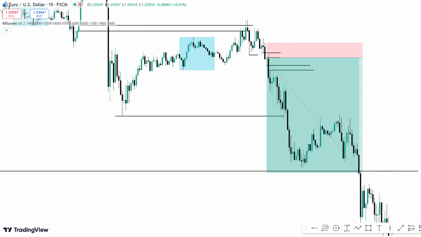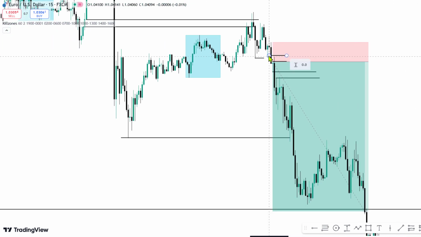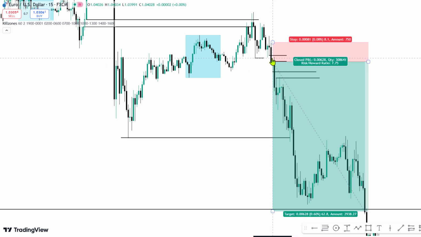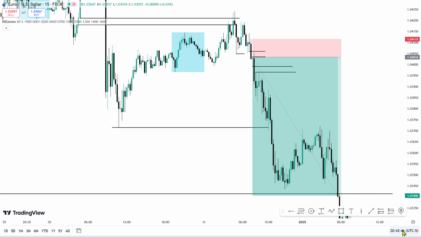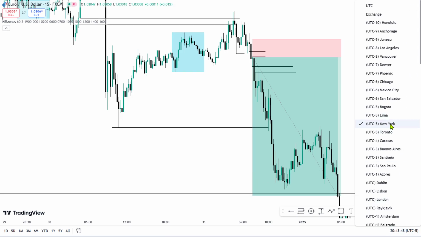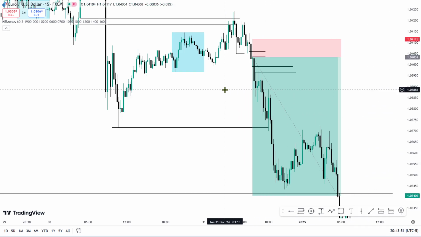Now this is the game changer. You're only going to look for these entry patterns during the London and the New York session. My TradingView is currently set at New York Standard Time, so we're going to be looking for that entry between 2 a.m. to 5 a.m. New York time, that's London session, or 7 to 10 a.m. New York time, which is the New York session.